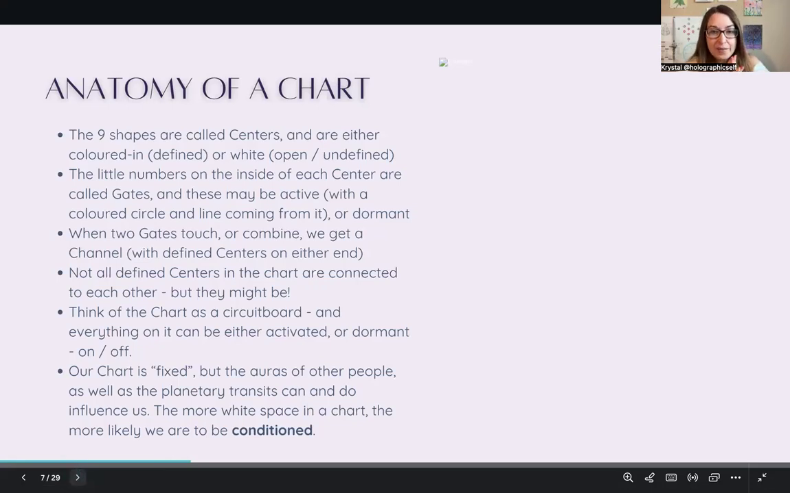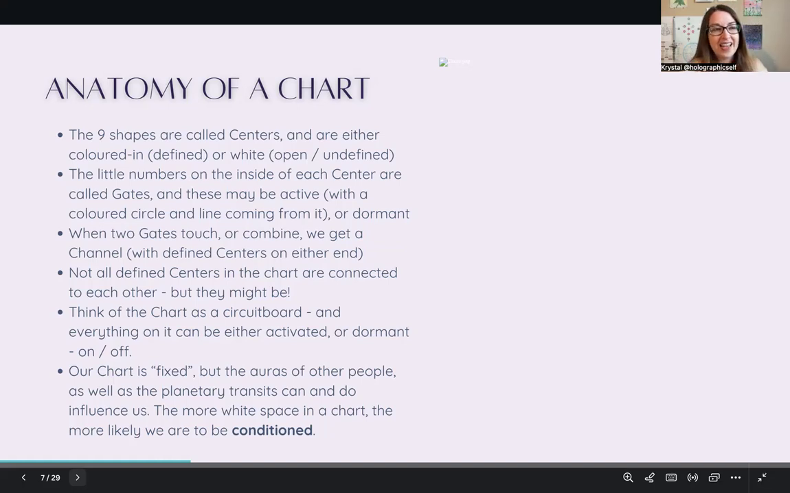All right. So, anatomy of a chart, the centers that we have, there's going to be 9 centers, and they're going to be either colored in. The color actually doesn't matter. It just depends on who's generating your chart. So they're either colored in, which is defined, or white, which is open or undefined. And then there's little numbers on them. Those are gates, and they may be active with a colored circle and a line coming from it, or dormant, which is they look white. It doesn't mean that you don't have those gates. It means that they're not defined or active in your birth chart.